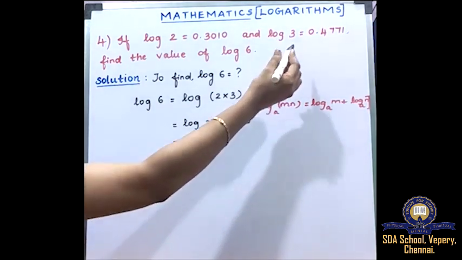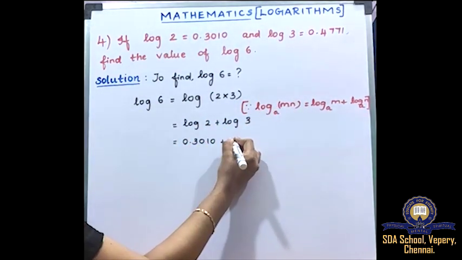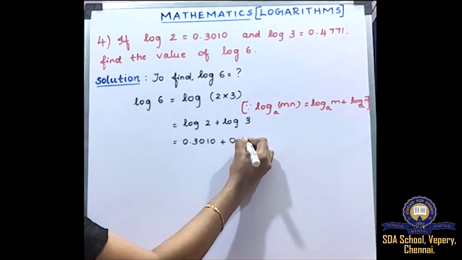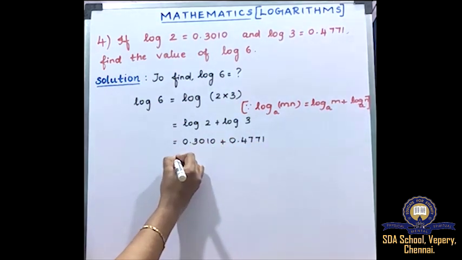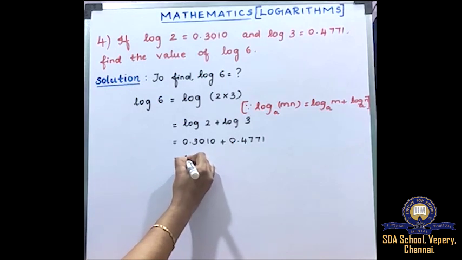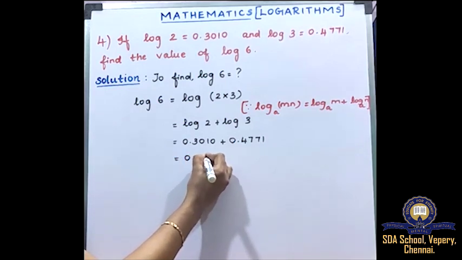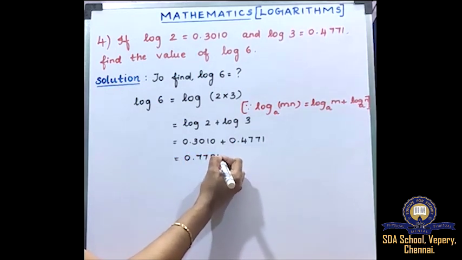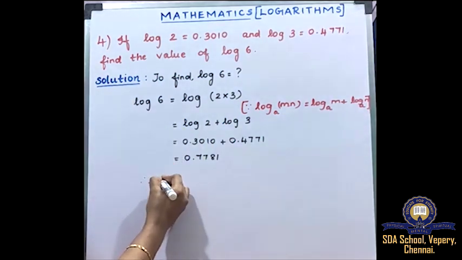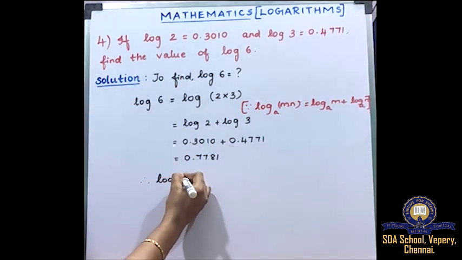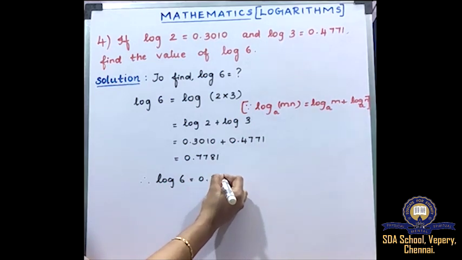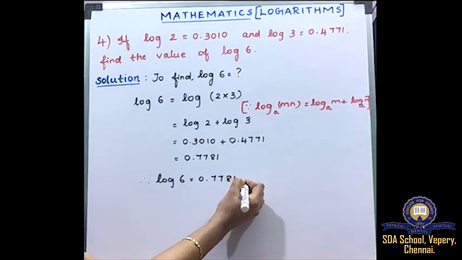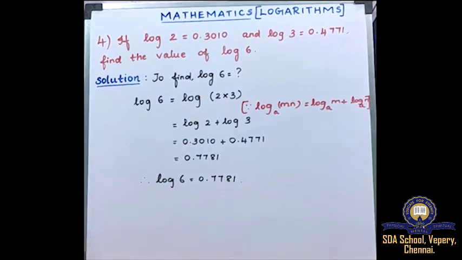Likewise, log 3 value is 0.4771. So when you add these two terms, what will you get? 0.7781. So we have found the log 6 value to be 0.7781. Okay.